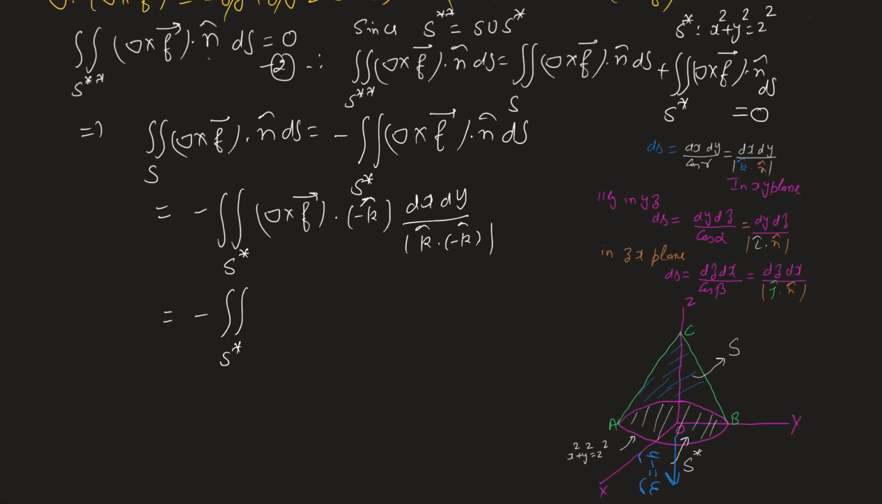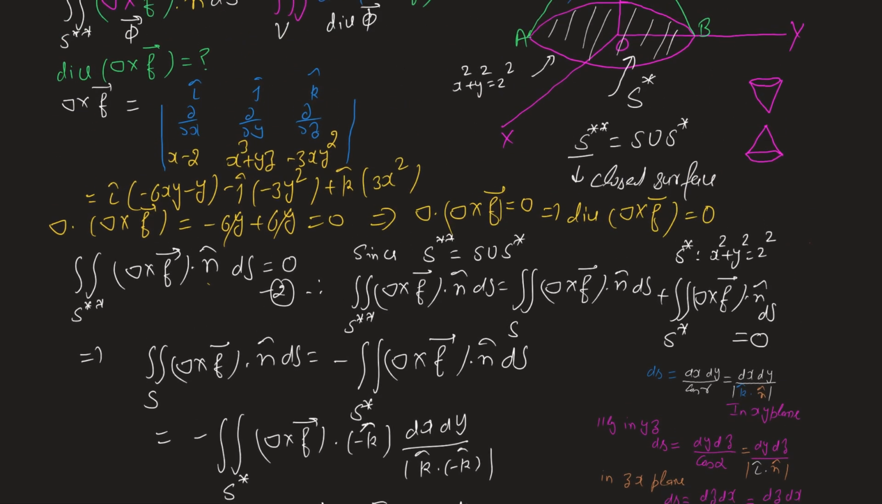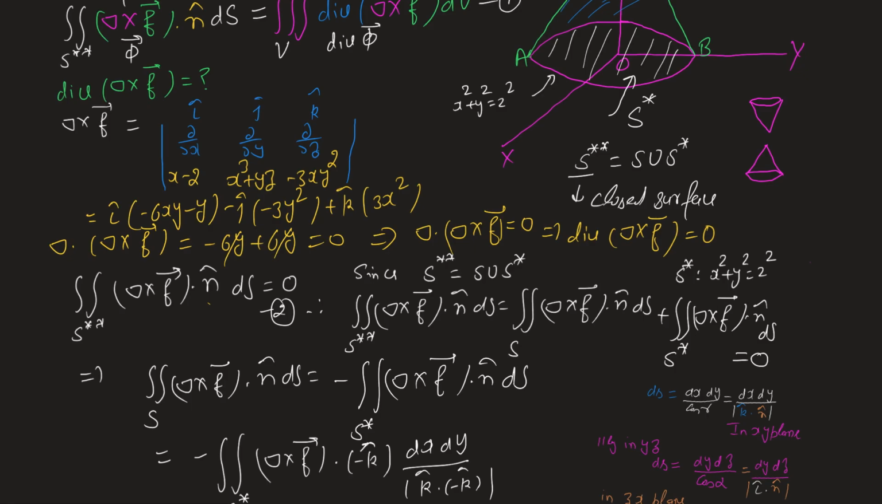This will be del cross F dot minus k cap dx dy divided by 1. Now, what is del cross F? You will see over here that this is del cross F. We have to take its dot product with minus k cap, so only this component will survive, so it will be minus 3x square.